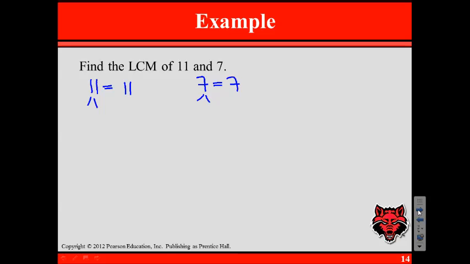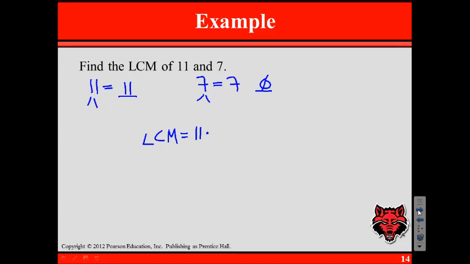The most 11 shows up in the first list is once. The most 11 shows up in the second list is 0 times. So the greatest number of 11s in any given list is 1. So I'll write that greatest number of 11s in my multiplication problem for the least common multiple.